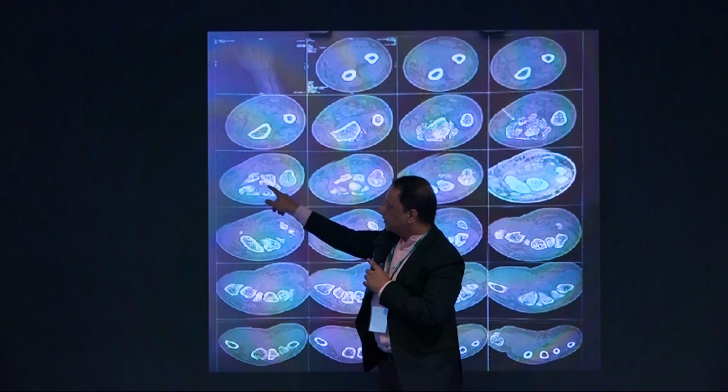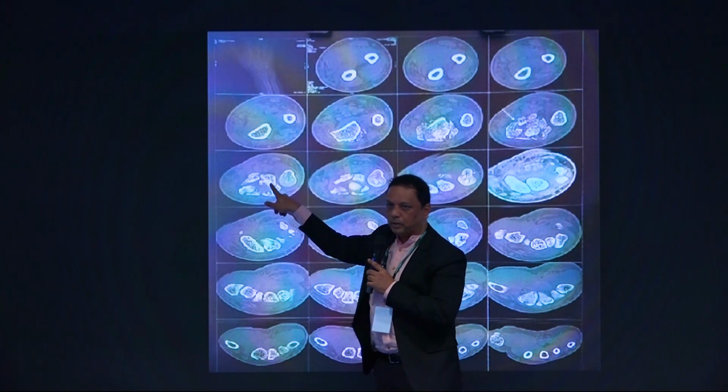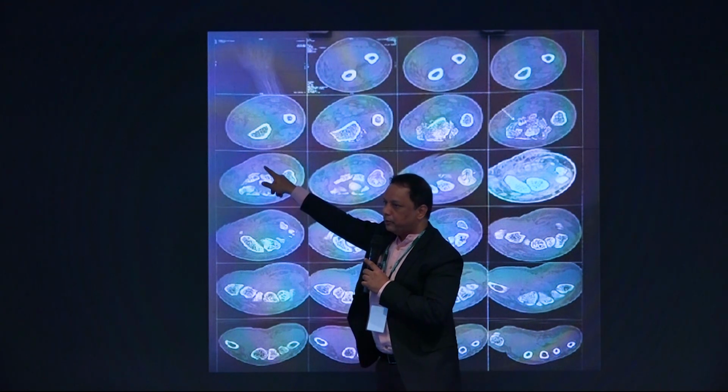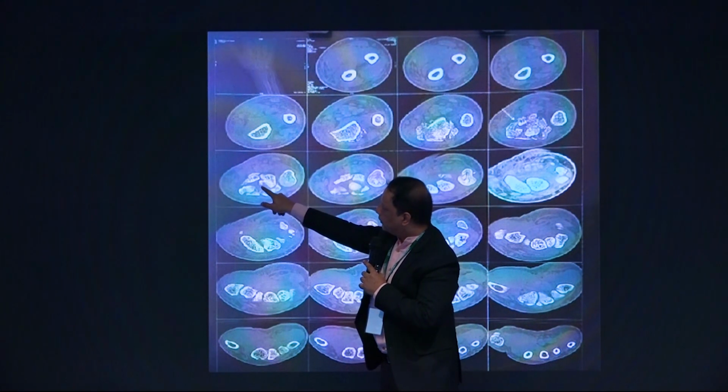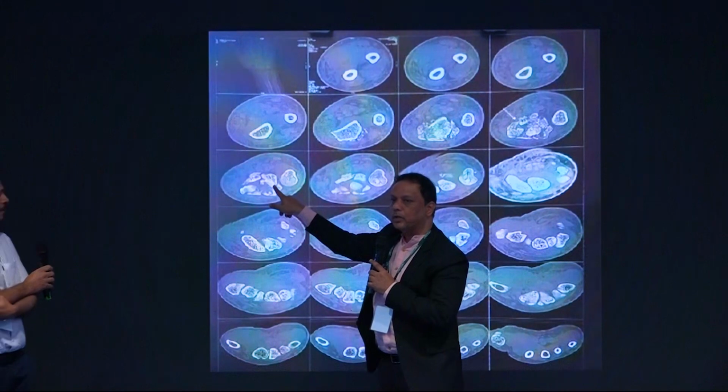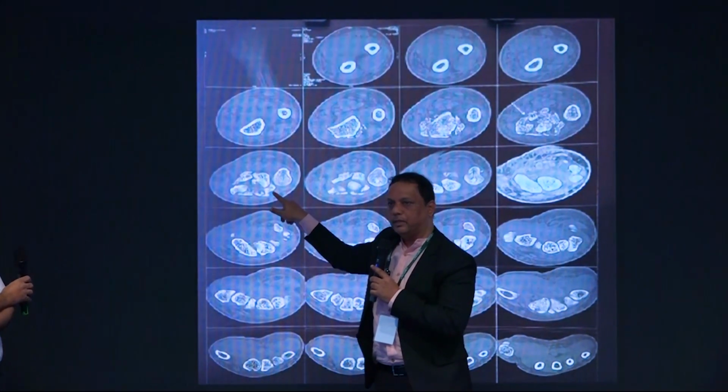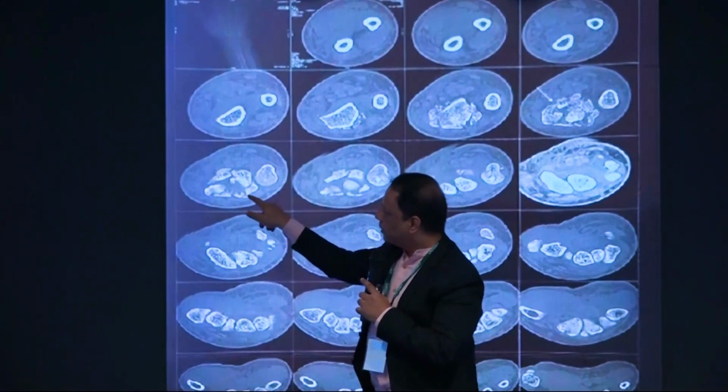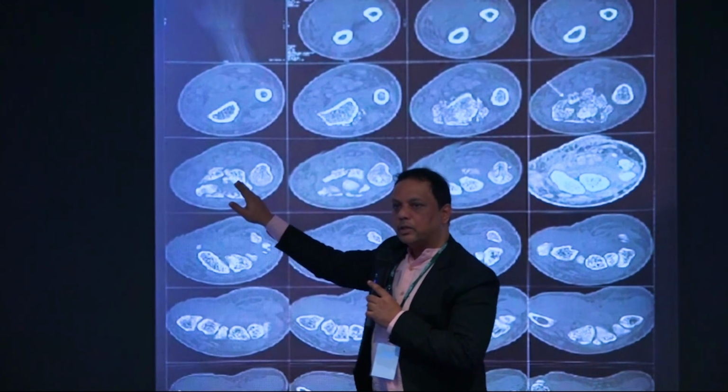If this is the major fragment here, and this is a smaller fragment here, my approach would be volar, right? So I would use a volar plate here. If this was 50-50, I would still use volar because I'll be able to catch the dorsal fragments. But if this fragment was the major one, probably I would go dorsal plate.